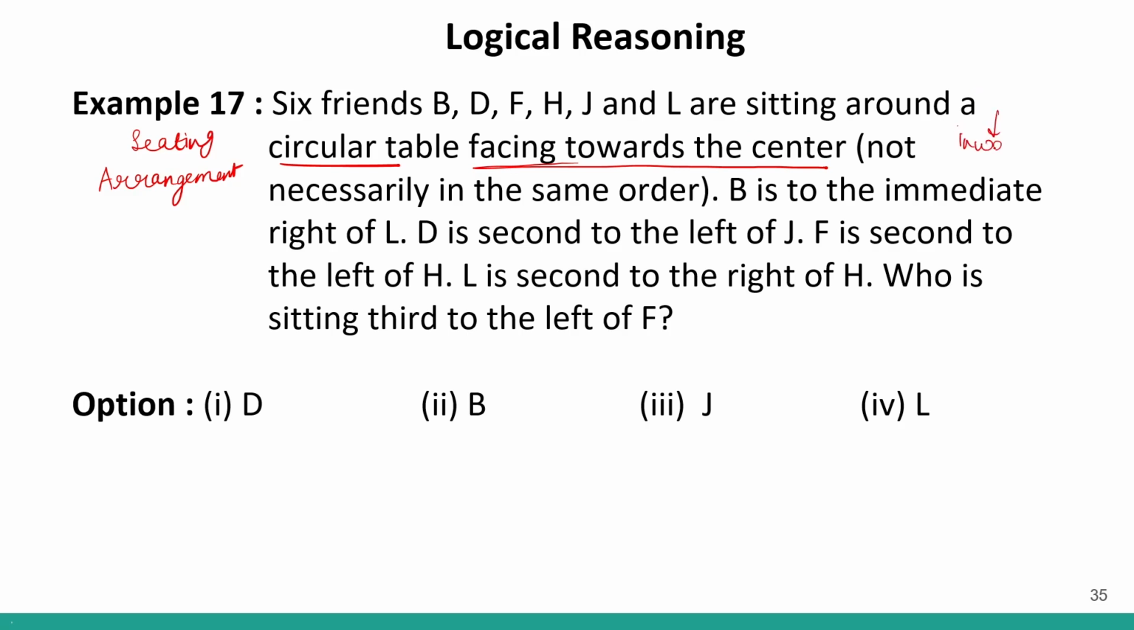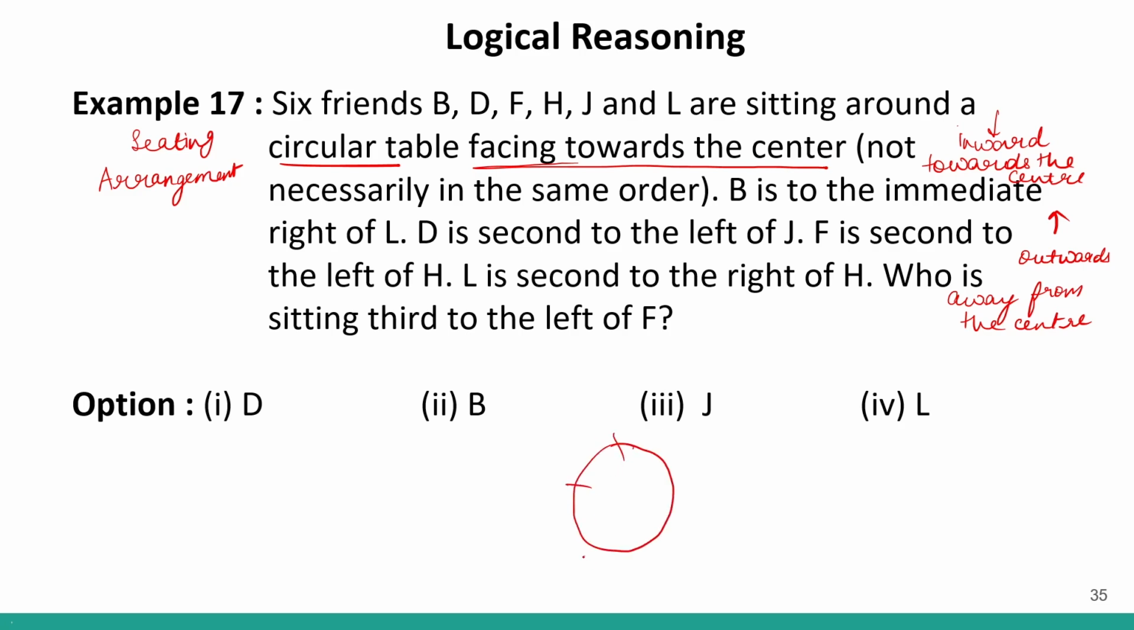First is inward. Inward means towards the center. And then there is outwards. Outwards means away from the center. So in this particular question, they are facing towards the center. So there are 6 friends. 1, 2, 3, 4, 5, 6. And everybody is facing towards the center like this.